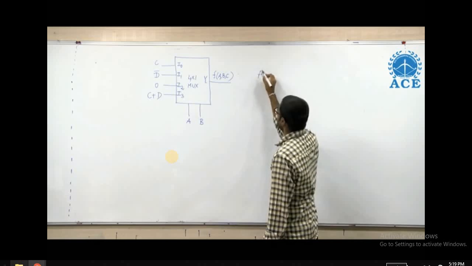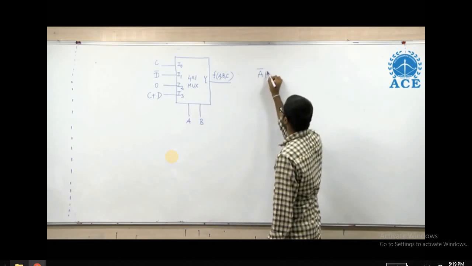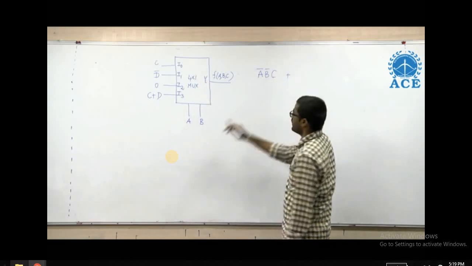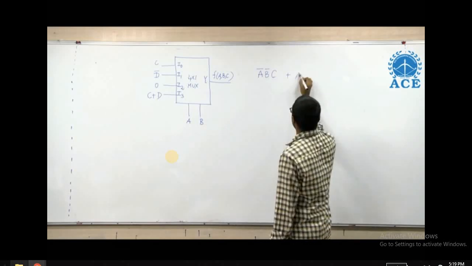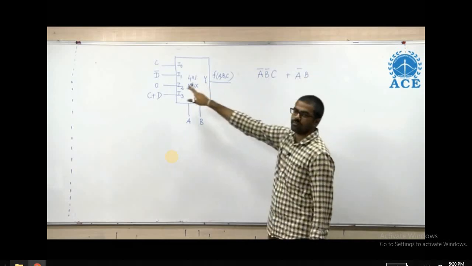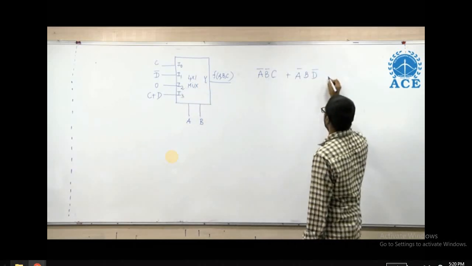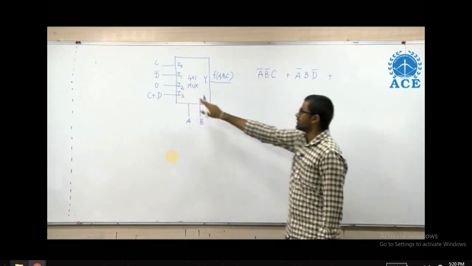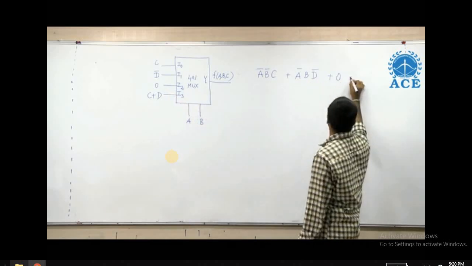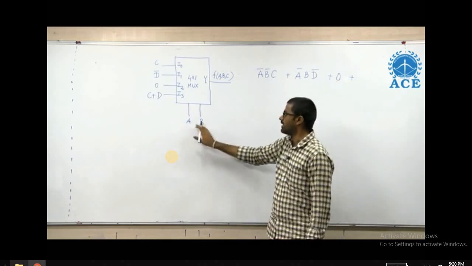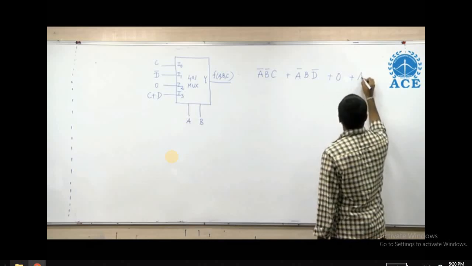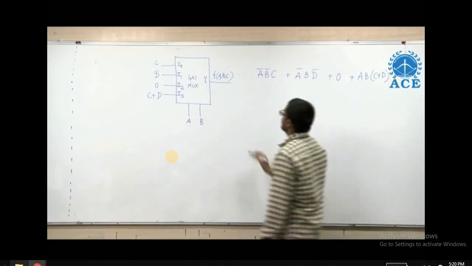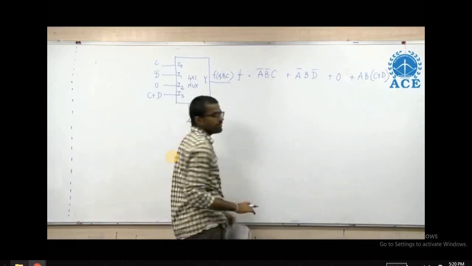Whenever it is 0, 0, that is nothing but A bar, B bar, I0 will be selected, that is nothing but C plus. Whenever AB is 0, 1, that is nothing but A bar, B, I1 will be selected, which is nothing but D bar plus. Whenever it is 1, 0, I2 will be selected. As I2 is 0, so the output will be 0 plus. Whenever selection lines are 1 and 1, I3 will be selected. So it will be AB into input is C plus D. This is our function F in terms of ABCD.